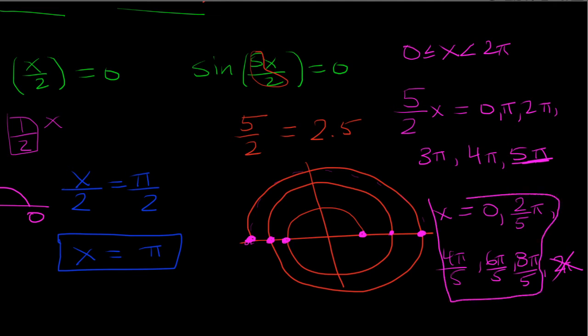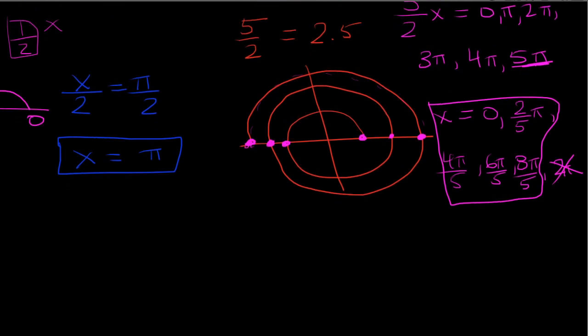And so this is our other solutions. So to put it all together, the solutions to this problem will be pi and the 0, 2 over 5 pi, 4 over 5 pi, 6 pi over 5, and 8 pi over 5. So there are 6 solutions to this.